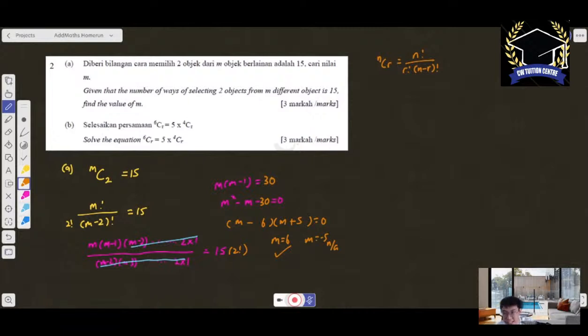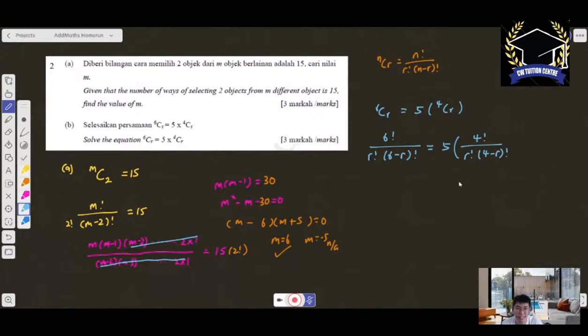Now in other words, we want to solve this. It's another type of 6Cr, okay, 6Cr, we apply the formula later. We write it nicely: 5 times 4Cr. So what is 6Cr? 6Cr is 6 factorial over r factorial times 6 minus r factorial, equal to 5 times 4 factorial over r factorial times 4 minus r factorial.